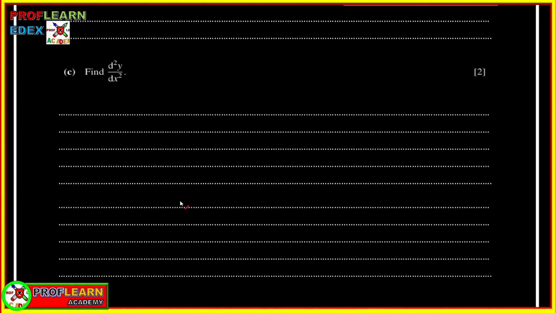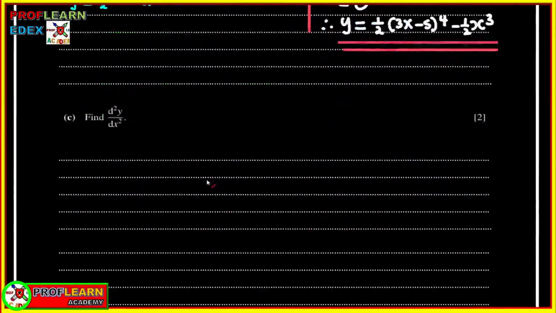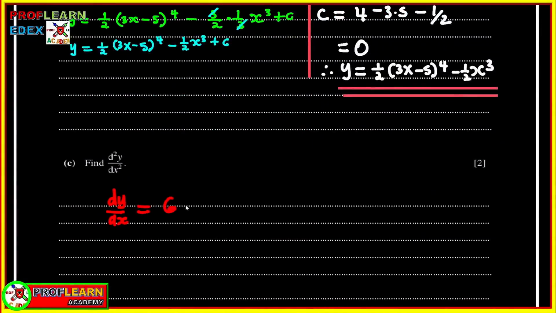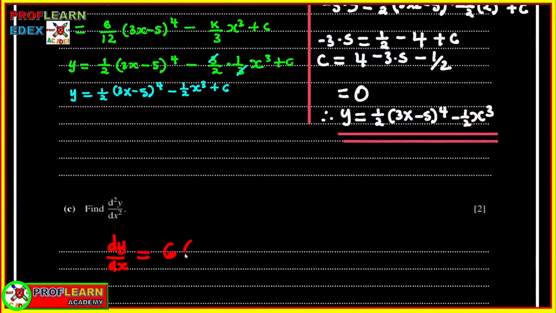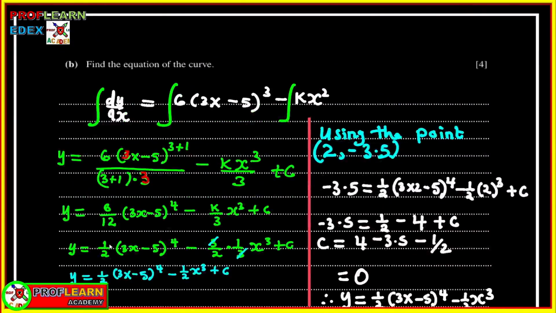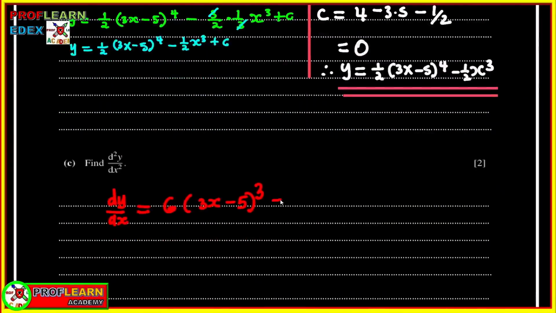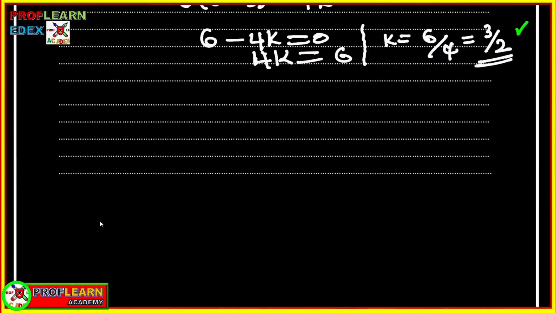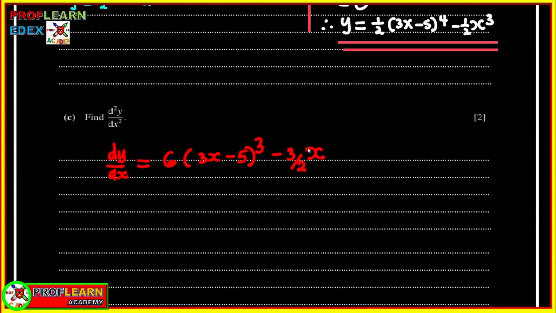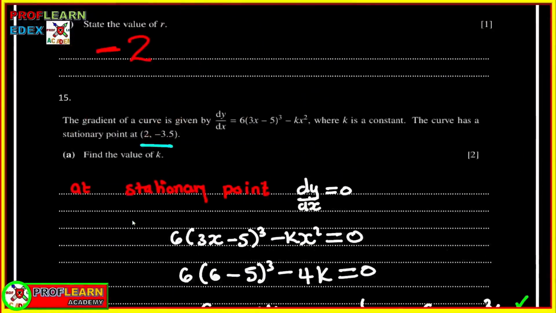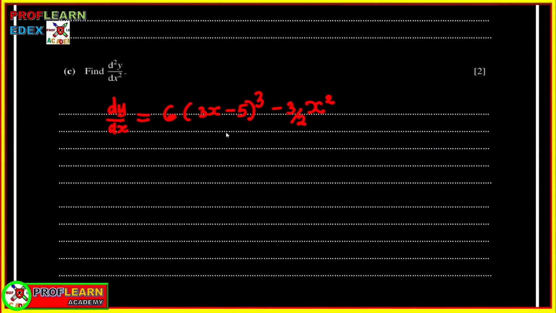But at this given point, let us just differentiate the function that we were given again. dy dx was given as shown there, 6 into 3x minus 5 raised to power 3, and then minus 3x, after finding the value of k. All right.